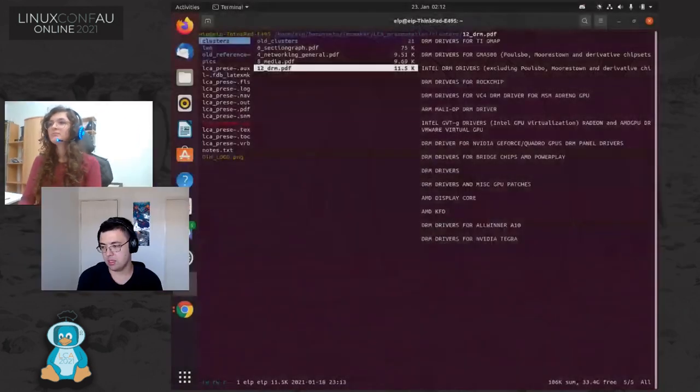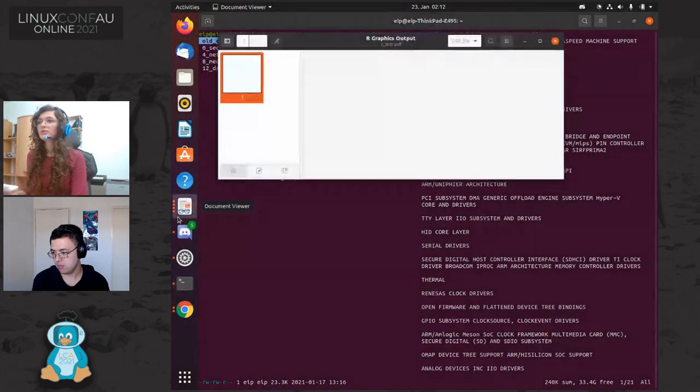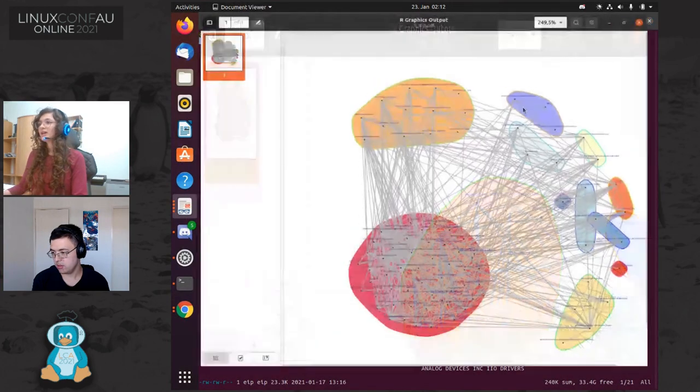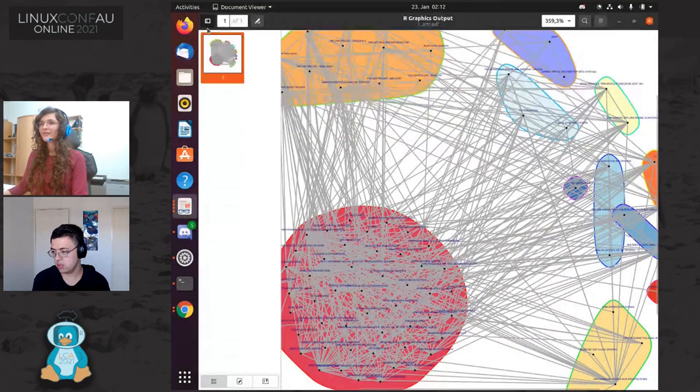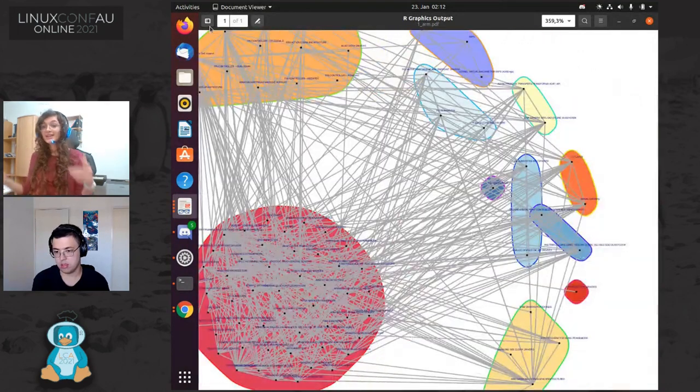We have a question from Nick. It looks like ARM was the node with the most edges. Any insights there? Yes. ARM is by far the node with the most edges. That is indeed correct, and it's a very, very highly interconnected cluster. As it is inside, it's also outside.